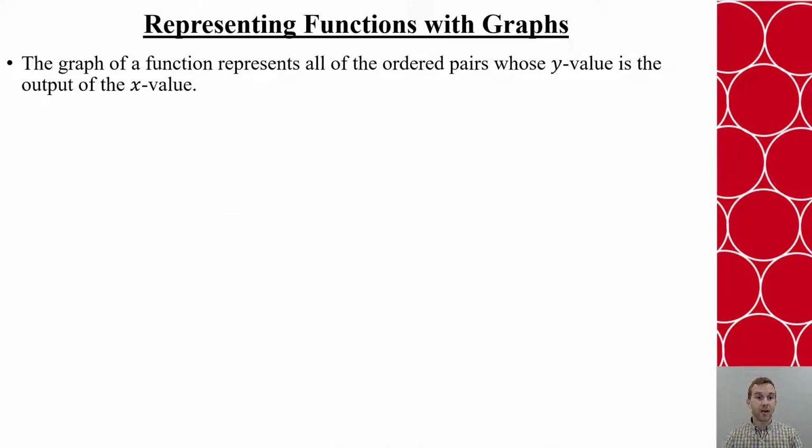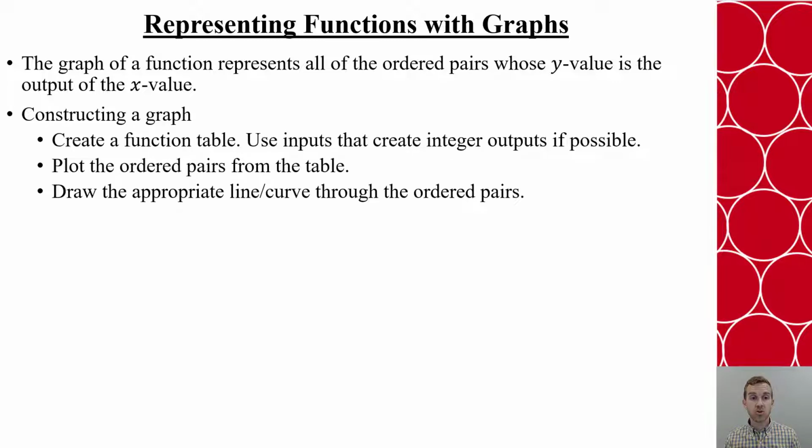Now the graph of the function will represent all the ordered pairs whose y value is the output of the given x value. When we construct that graph, we want to create a function table to help us. We can list inputs that help us create integer outputs whenever possible. Then we're going to plot those ordered pairs from the table and draw the appropriate line or curve through the ordered pairs. How many points we need to create is dependent upon the line or curve, to help us get the best fit of that function.